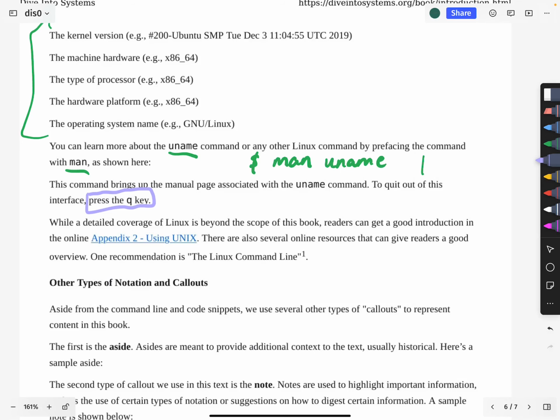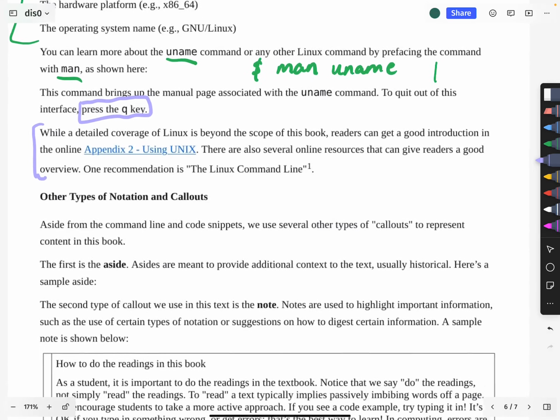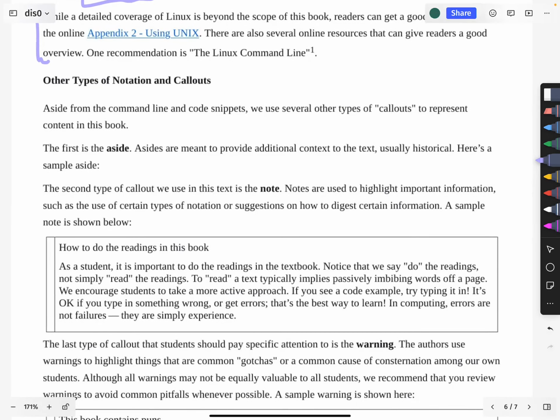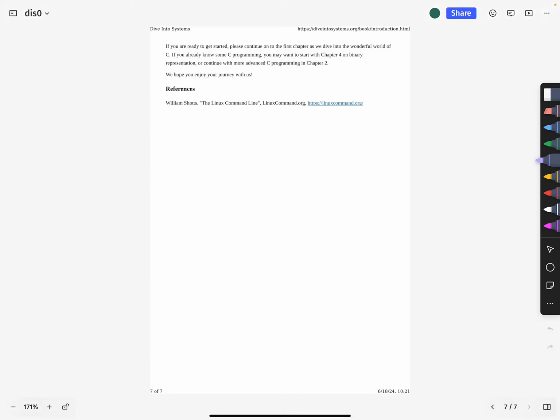Okay. So there's this appendix about using Unix. Unix, by the way, is basically like the system running underneath Linux. Basically, think of Unix and Linux as very, very related things. Not exactly the same, but we don't need to worry right now about exactly what the two words mean. Anyway, the book then goes on to describe some of the book formatting, talking about how it labels certain things as asides, notes, warnings. You can read all about that. And that's the end of chapter 0. So in the next video, we'll move on to chapter 1.